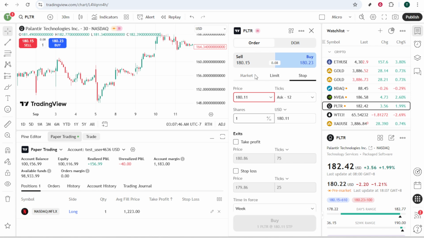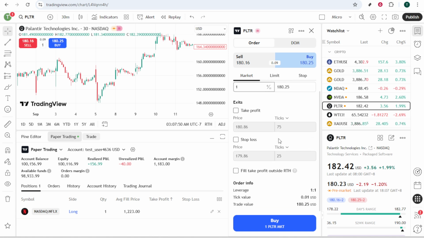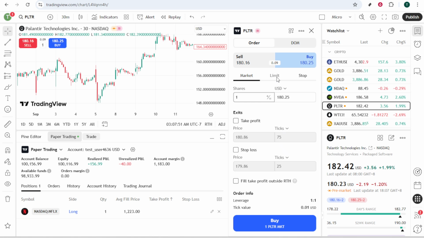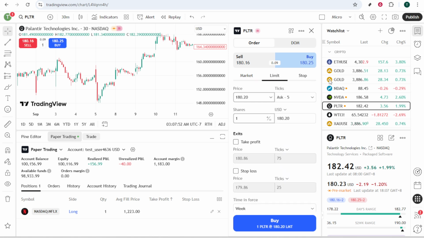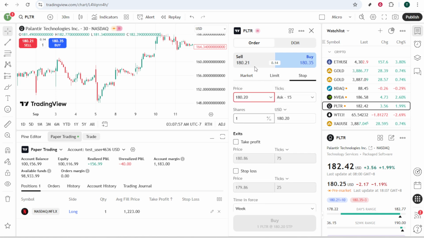One critical choice you'll make here is your order type. TradingView offers several options. A market order will execute immediately at the best price currently available. A limit order allows you to decide a specific price at which you're willing to buy or sell, giving you more control over your entry and exit points. And a stop order triggers a market order to buy or sell once the asset reaches a predetermined price.